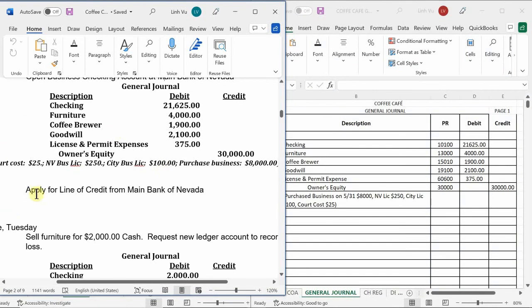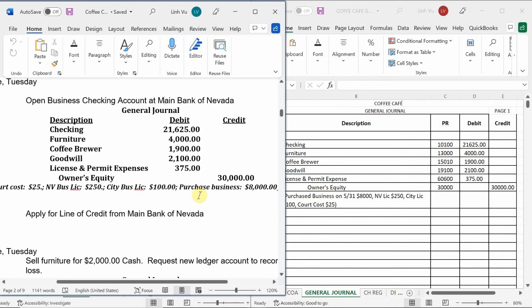Here it says that you applied for a line of credit from Maine Bank of Nevada. A line of credit is for instances like overdraft protection. It could be extra money that you could use for a personal loan. This is just money that we have in reserve. But it is also based on a condition: you need to do something in order to trigger this line of credit. We just simply applied.